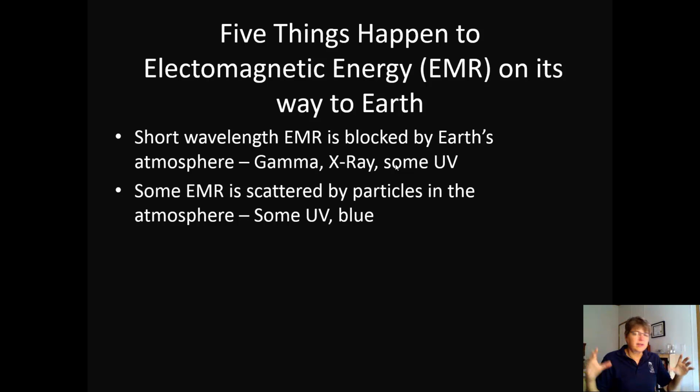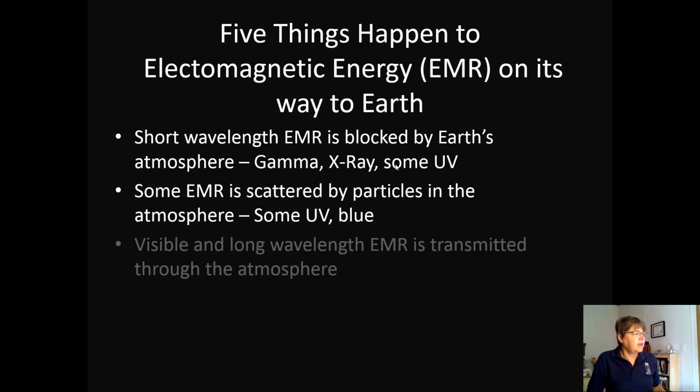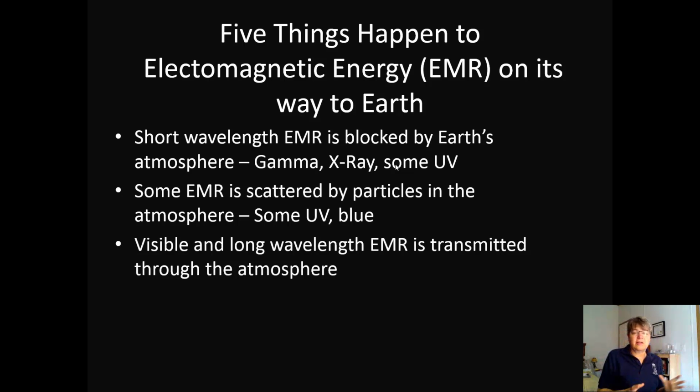What I mean by scattering is the waves are coming in from the sun, and when they hit particulate matter in the atmosphere, as well as molecules, nitrogen molecules, oxygen molecules, etc., it gets scattered. It bounces around, and that's the blue light that you see in the sky. That's why the sky is blue. The blue light gets scattered. But most of the visible and the long wavelengths come on down to Earth, and that's called transmitting. It makes it through the atmosphere.